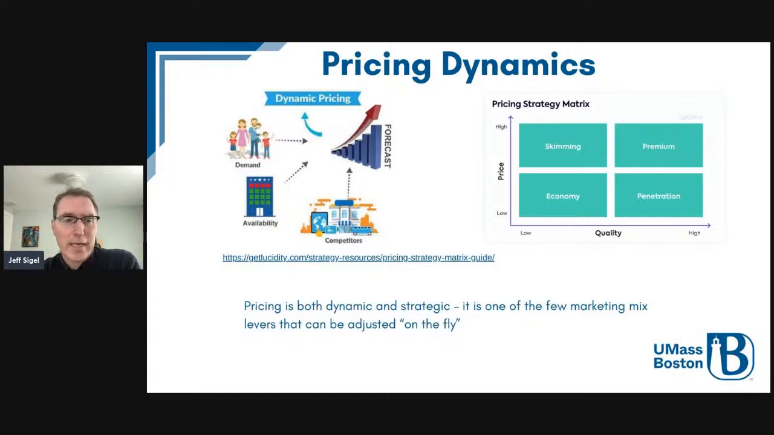And then a penetration approach, again, is about starting at a low price and giving people the option to make less of an investment in order to try something. So down the bottom there, the summary for this slide is that pricing is both dynamic and strategic. It is one of the few marketing mix element levers that can be adjusted, quote unquote, on the fly. In other words, I can make changes to my pricing pretty easily, because all I need to do is let people know, hey, I'm charging more for this product. Even if I sell through a retailer, I'm charging more for this product, and it will drive the price up.